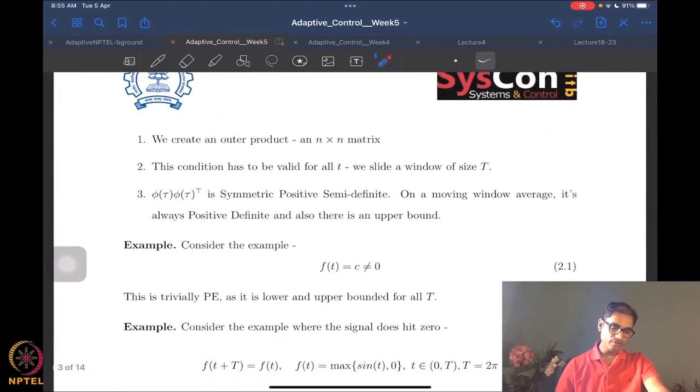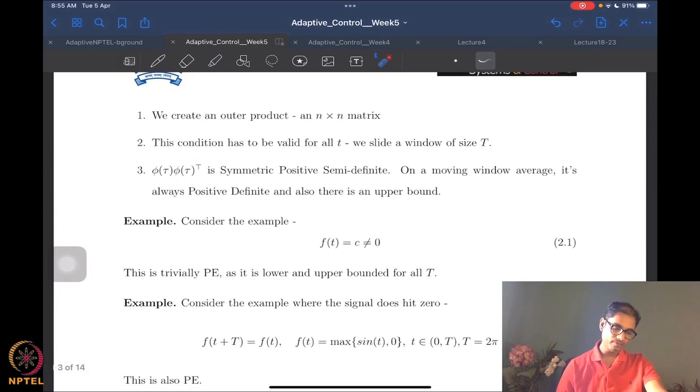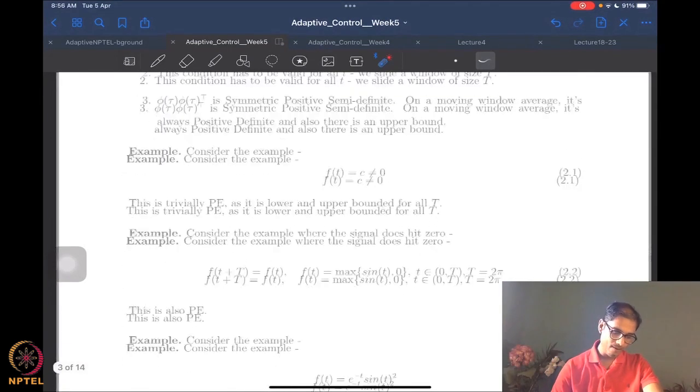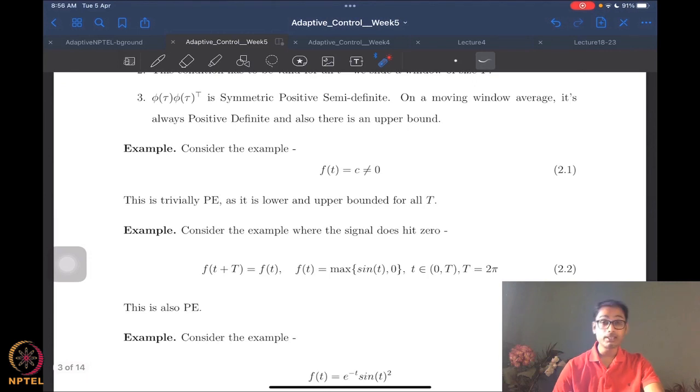So that's what we are saying. We create an outer product. This condition has to be valid for all small t, and we slide a window of size capital T. And phi phi transpose is symmetric positive semi-definite, but when we do a moving window average, it is always positive definite. So this is rather strong.